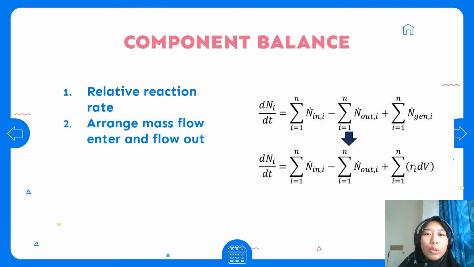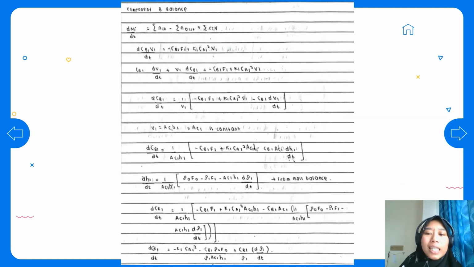Next, we move on to component balance. Firstly, I need to state the relative reaction rate, which is K. And secondly, I need to arrange the mass flow entering and the mass flow leaving the system. So this is the equation: dNi over dt equals the summation of n in minus the summation of n out plus the generation. This is an example of the component B balance: negative K1 CA1 squared equals the rate law equation.